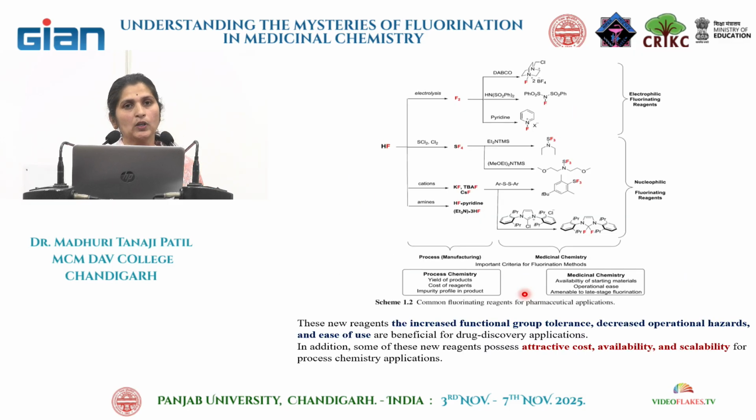In this talk I will not cover the reagents used to get CF3 or CHF2 in your molecule. Most of the reagents are for the introduction of a single fluorine atom. You have these electrophilic reagents, and if you observe their structure, basically they have a nitrogen-fluorine bond. And you have another class of compounds, the nucleophilic reagents, in which there is a sulfur-fluorine bond or carbon-fluorine bond.